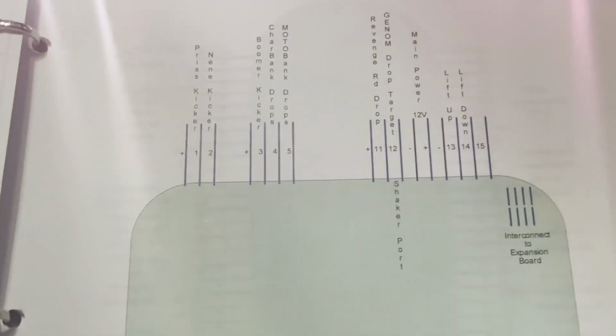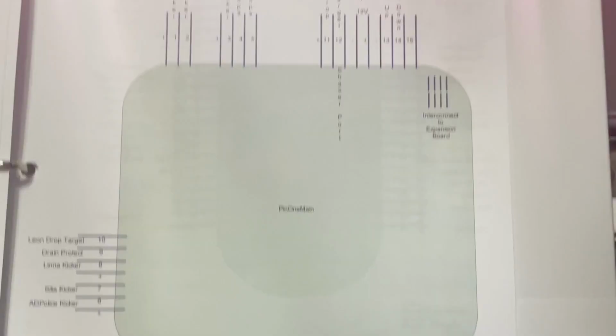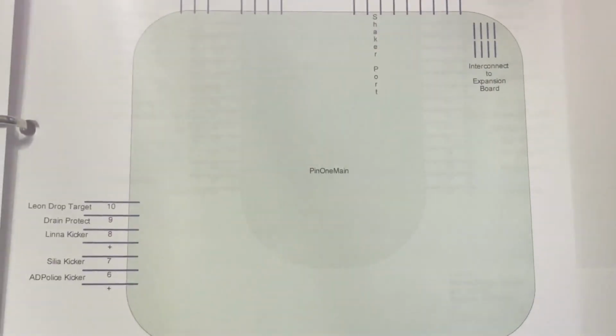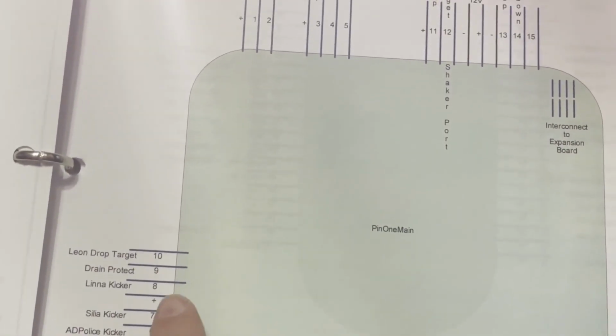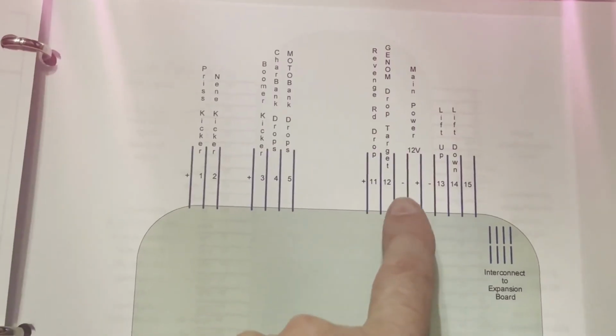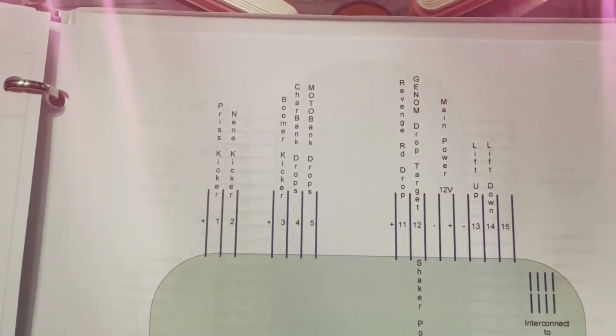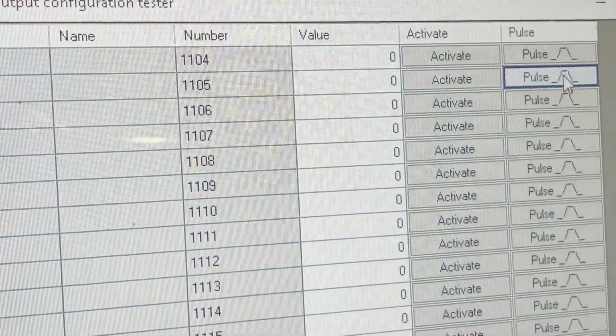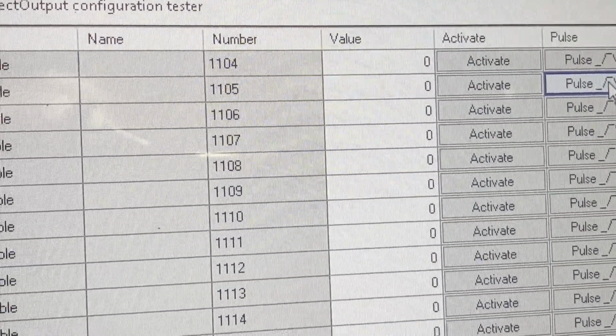I'll show you the document that I've made up. So this is just a rough outline of the way the Cleveland board is arranged. And these are representing the output ports, plugs that are on the board. So in this case, we're operating the Moto Bank drop targets. That's on number 5. And then if you noticed up here in the DOF configurator, we're dealing with 1105.